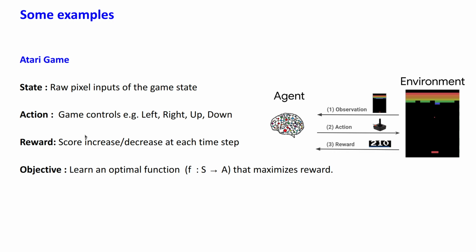So actions will be your game controls, what you have in your hand. Reward would be what is happening with your score, whether it's increasing or decreasing at each time step with your given action. Reward would be the numbers on the screen, the scoreboard is the reward.